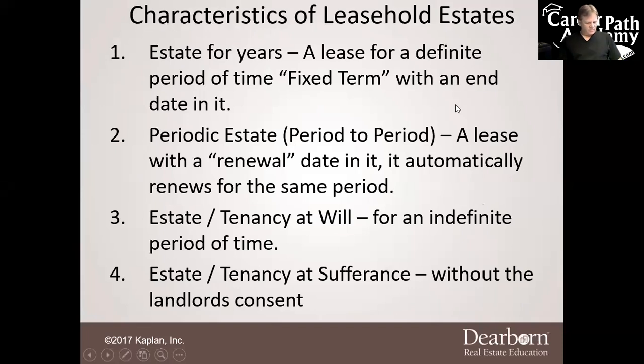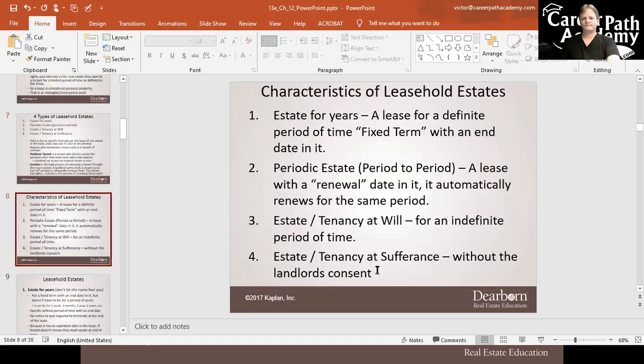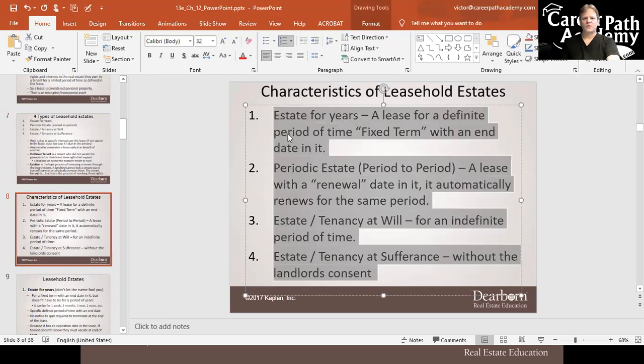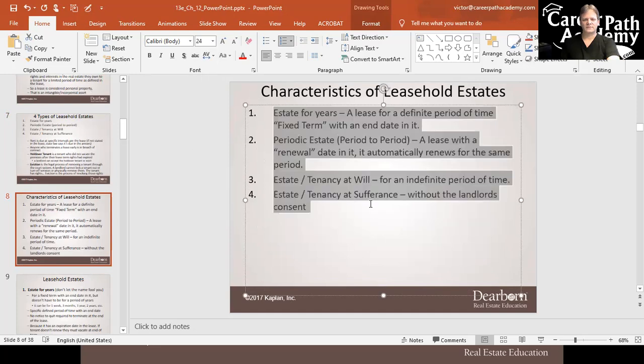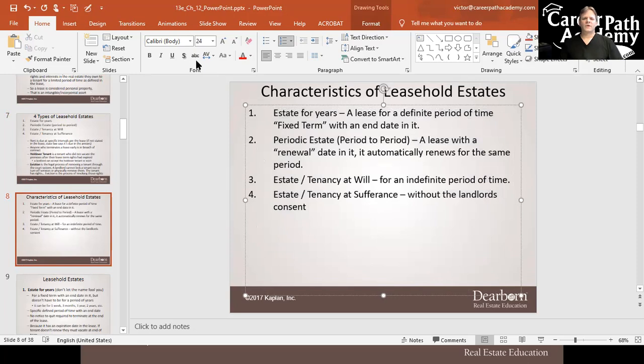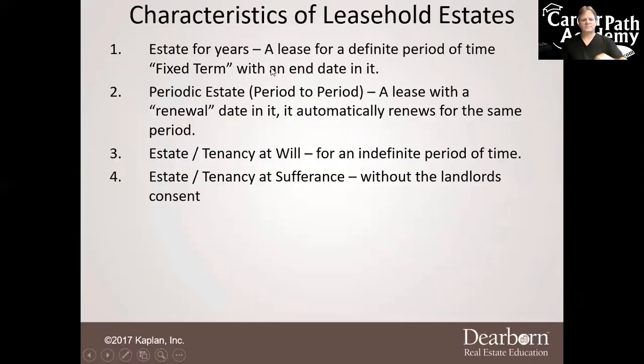All right. What are the characteristics of a leasehold estate? Once again, we have estate for years, periodic estate, estate or tenancy at will, and estate or tenancy at sufferance. So, an estate for years need not be for years. It's for a definite period of time with a fixed date, for a fixed term with an end date in it. So we see figure 12.1 here in the book.